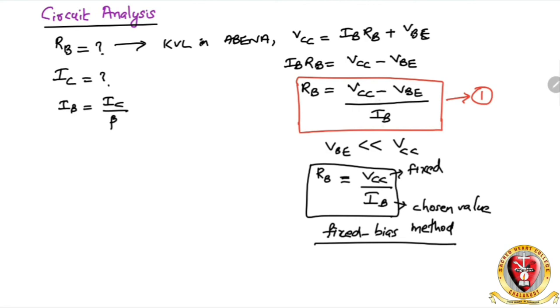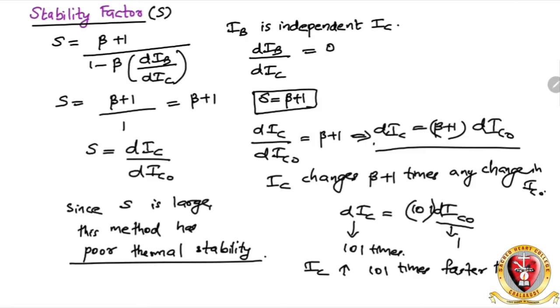Since VCC is much larger than VBE, or VBE is very small, we can neglect VBE. So RB is equal to VCC by IB. Since VCC is fixed and IB is a chosen value, we named this method the fixed bias method. And the stability factor is beta plus 1. So it means that the base resistor method is not properly stabilized, or it has poor stabilization.